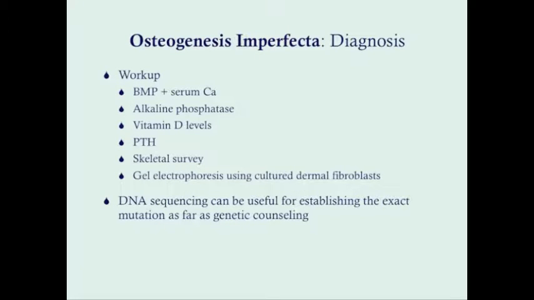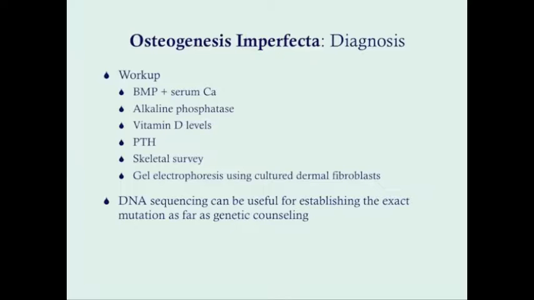So you'll get a workup when you suspect OI. You should get a basic metabolic panel. Also get a serum calcium level. You get an alkaline phosphatase to differentiate from hyperphosphatasia. Get a vitamin D level because we're always concerned about nutritional issues. Get a parathyroid hormone level, and then a skeletal survey.